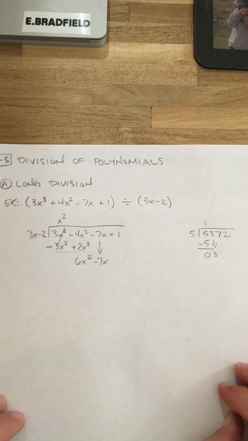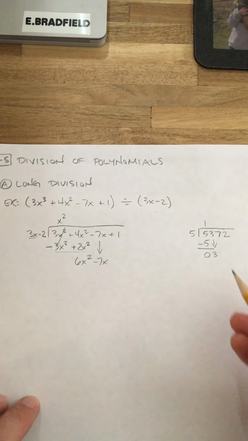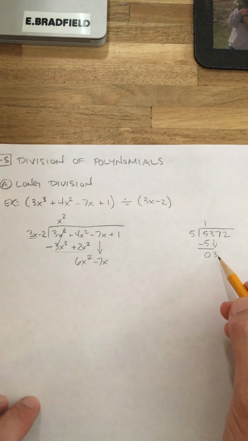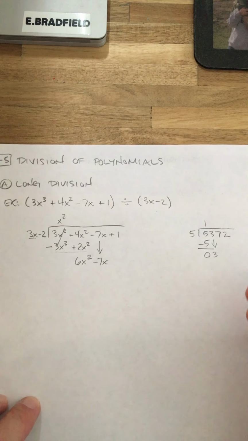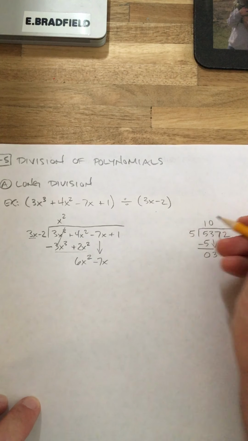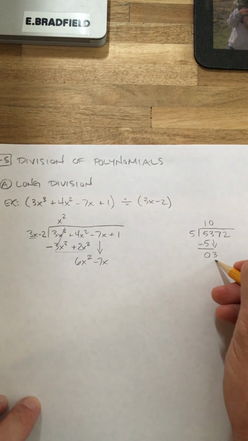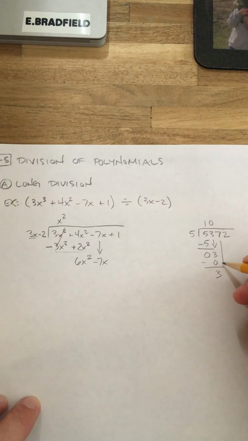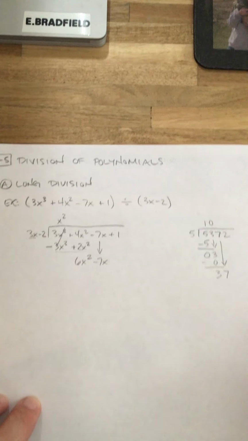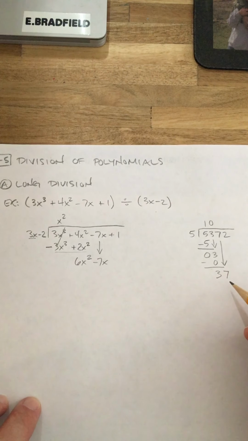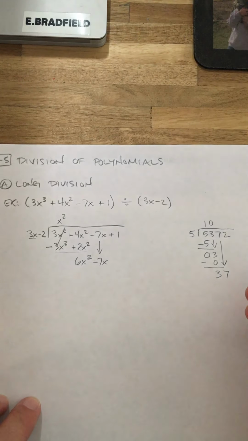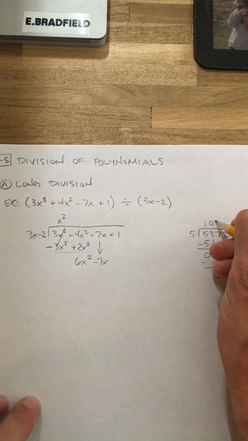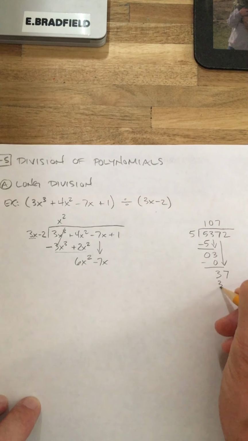Then we'll go back over to here and ask yourself, 5 goes into 3 how many times? Well, 0. 0 times 5 is 0, subtract it, you still get 3. Now bring down the 7. Now 5 times what gives you 37? 5 times 7, and 7 times 5 is 35.